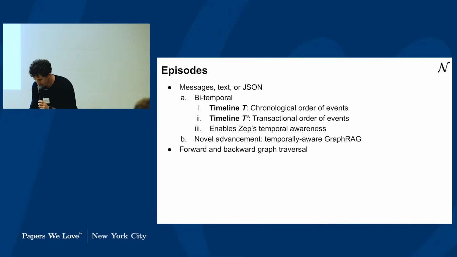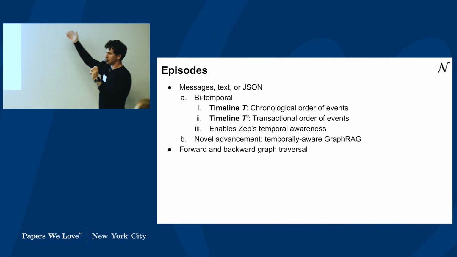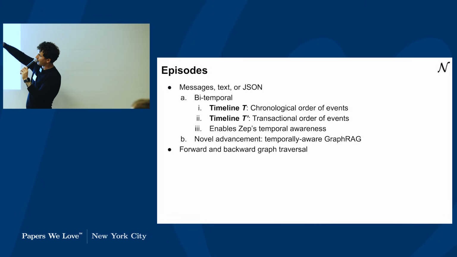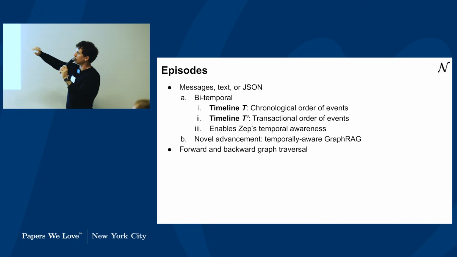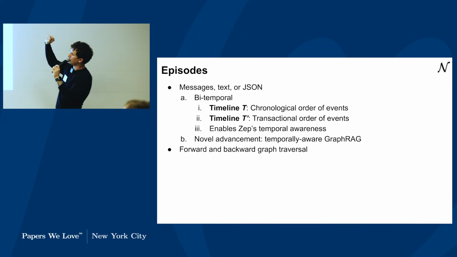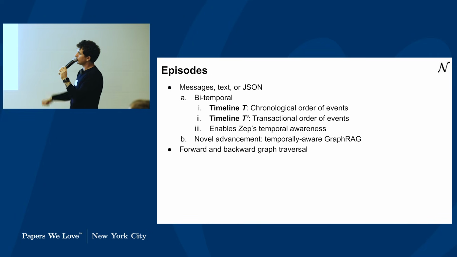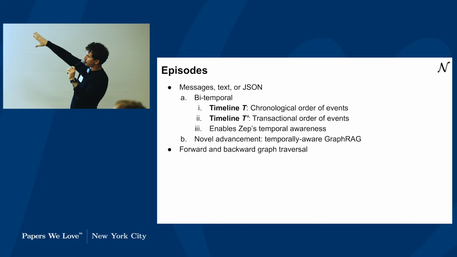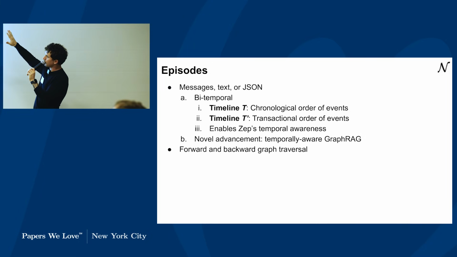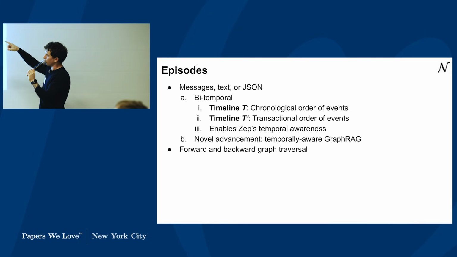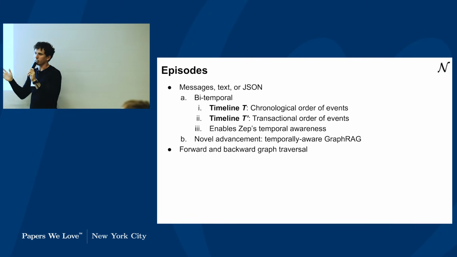Okay, cool. So episodes, again, my favorite part of Zep. They are messages, text, or JSON, and importantly, they are bitemporal. So we have timeline T and timeline T prime. Timeline T is the chronological order of events. Timeline T prime is the transactional order of events. And this bitemporal nature of these two timelines of messages, and really of the graph of Zep altogether, enables Zep's temporal awareness, and importantly, this is really where they get novel.